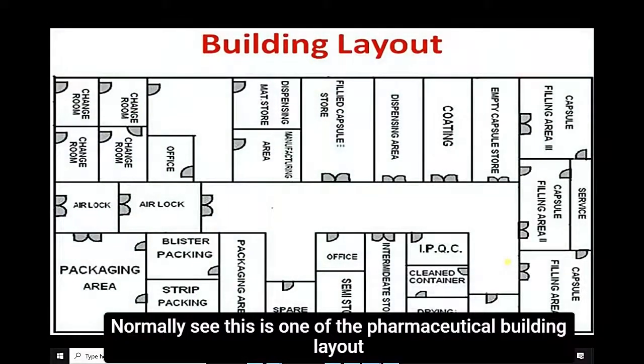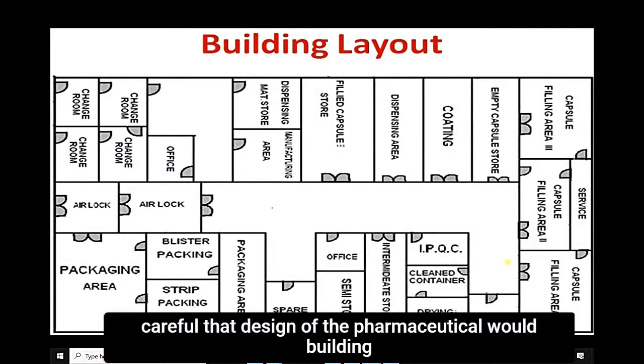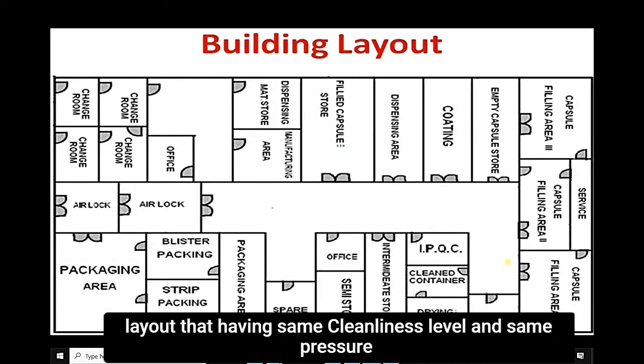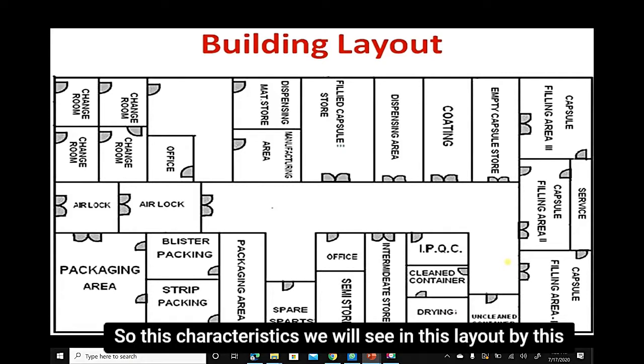Now we will see, this is one of the pharmaceutical building layouts. Whenever we are making a pharmaceutical facility, we have to be very careful with its design. A good building layout has the same cleanliness level and the same pressure close to each other. This is the first characteristic of a building layout. So these characteristics we will see in this layout.